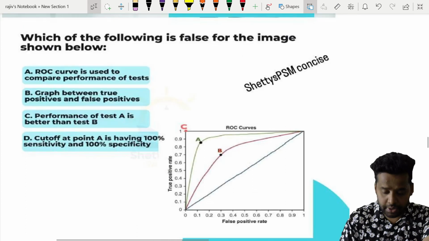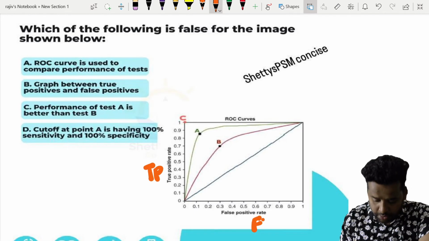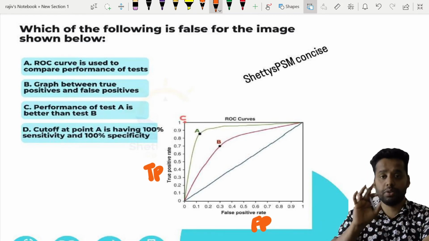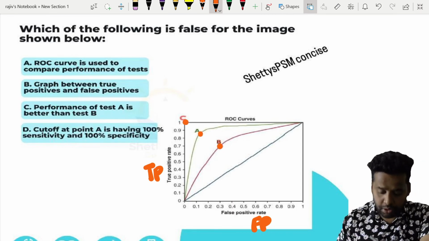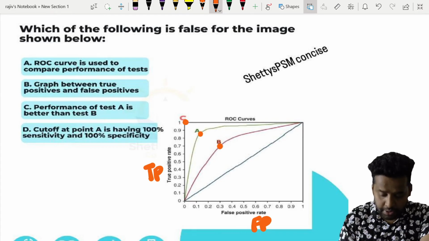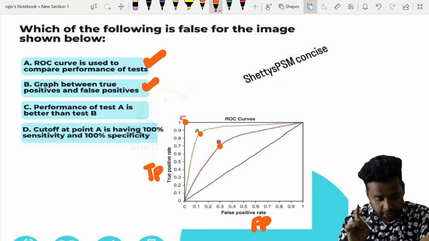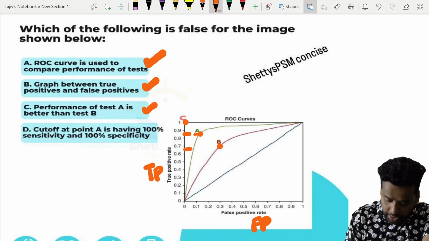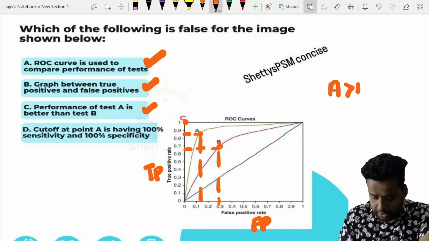What you are seeing is the ROC curve. ROC curve is the relation between true positive and false positive of a test, that is sensitivity and 1 minus specificity. The shoulder of the test, like tests A, B and C, will indicate the performance. ROC curve is used to indicate performance, correct. Graph between true positives and false positives, correct. Test A has better performance than B. You can see the true positivity in test A and the corresponding false positives, so test A is better than test B, that is correct.